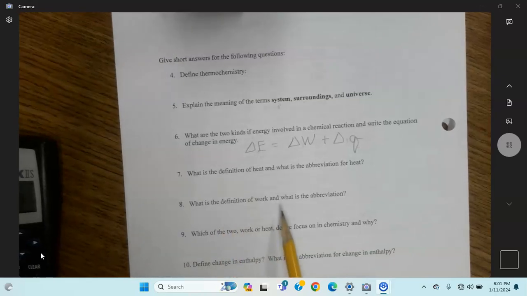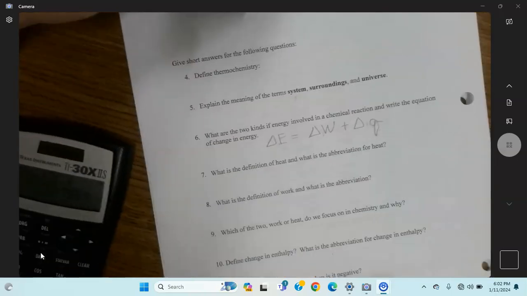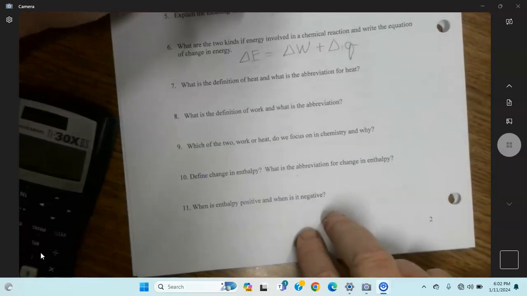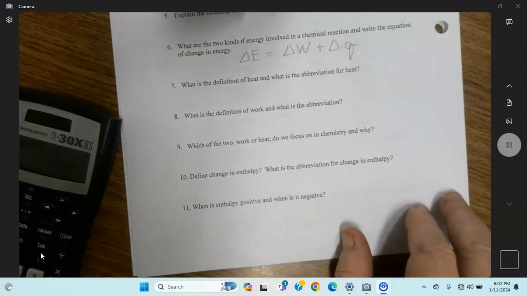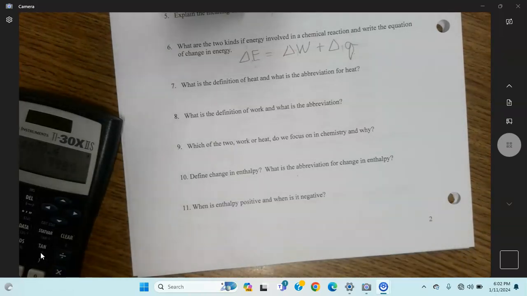What is the definition of work? Work is force times distance, and the abbreviation is W. Okay, so it's force times distance. Okay, which of the two, work or heat, do we focus on in chemistry? We're interested in heat because work kind of complicates things. Physics is more interested in things moving and work, but chemistry wants to just study the energy in chemical bonds.